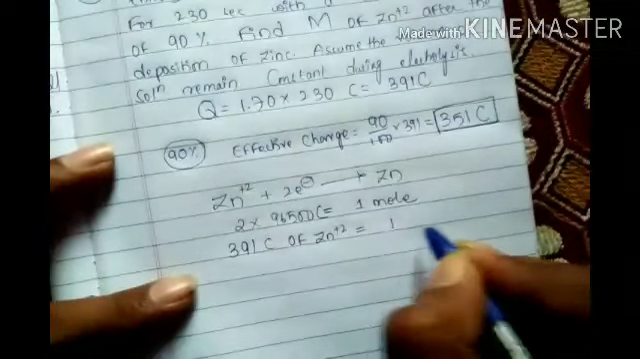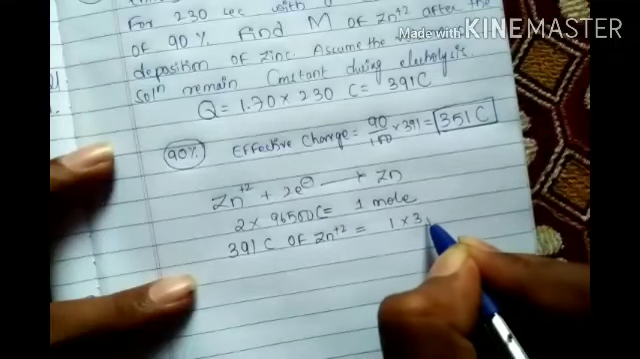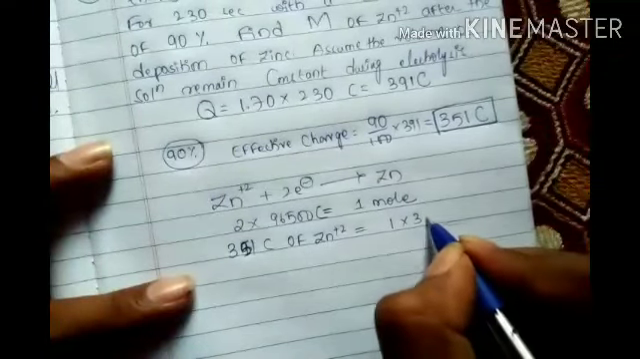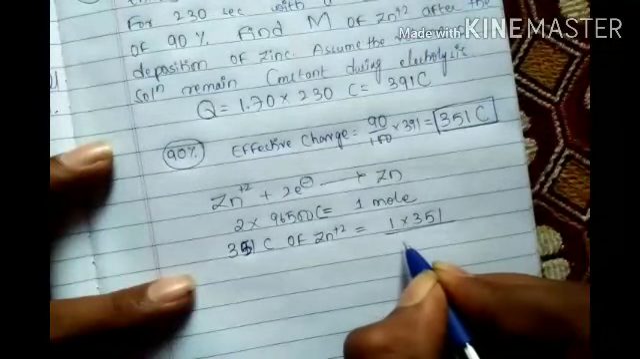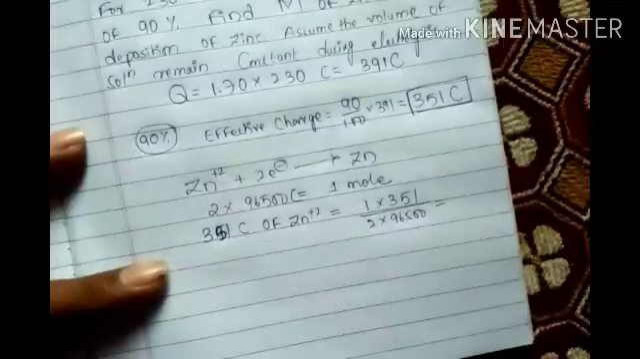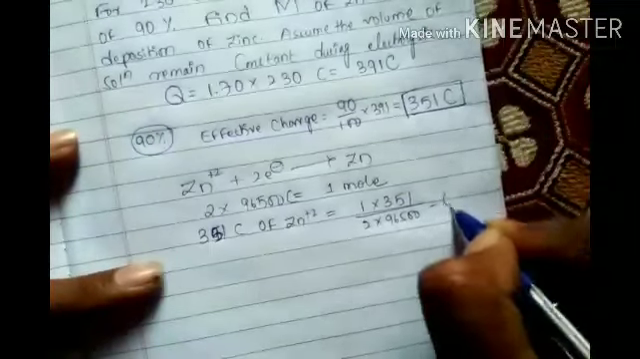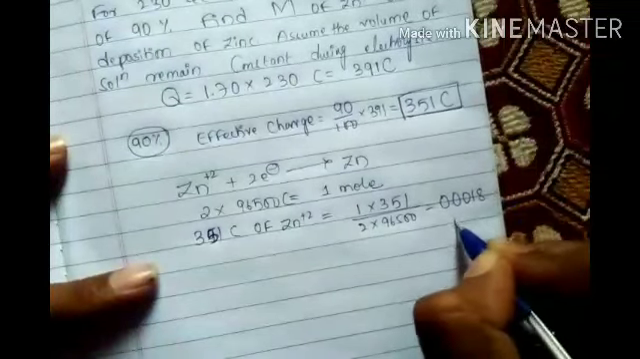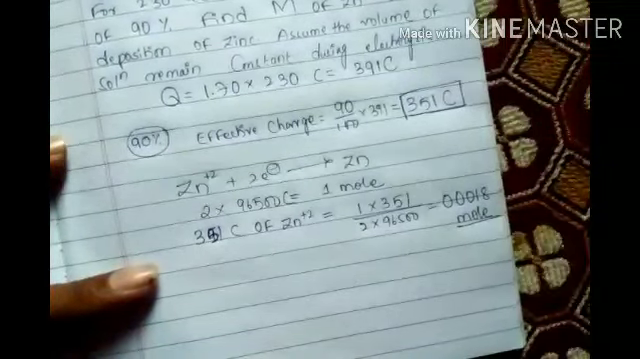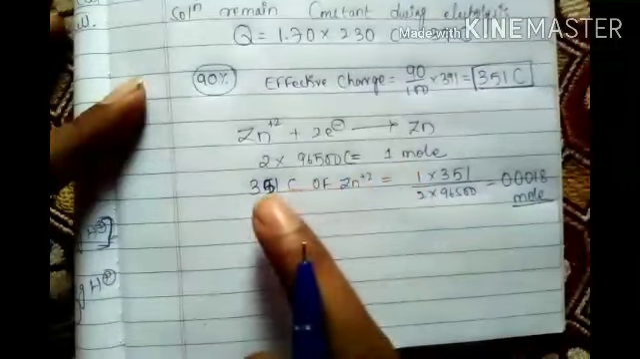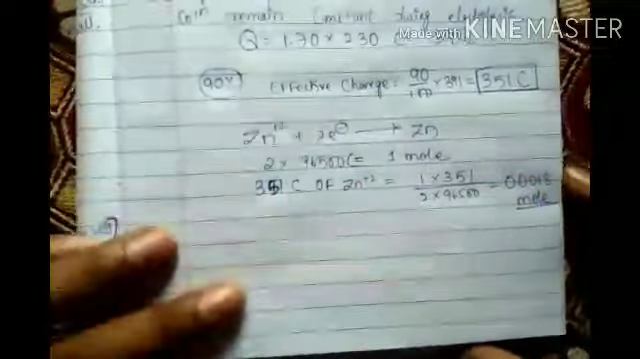Okay, 1 into 351, sorry, 351. 1 into 351 by 2 into 96500. Yeah, got it. This is how many moles? It's 0.0018 mole. Got it? So for 2 electrons only 1 mole. For this many coulombs, how many moles?